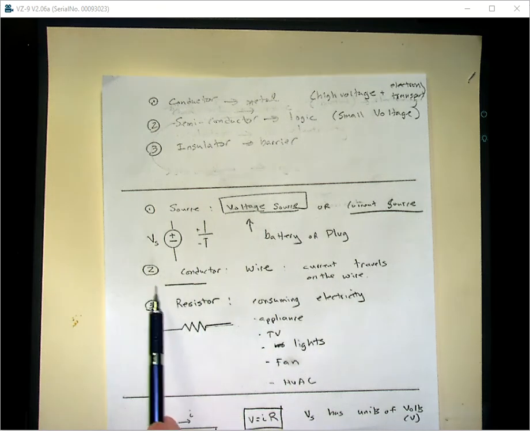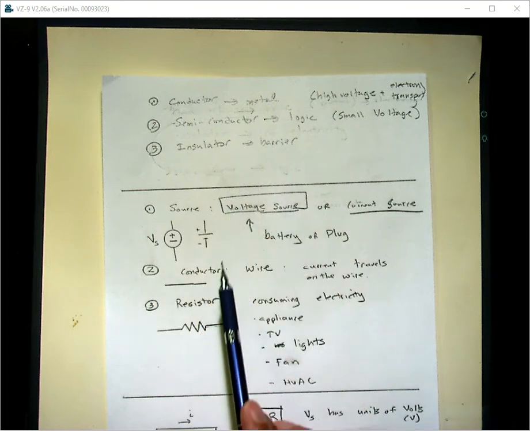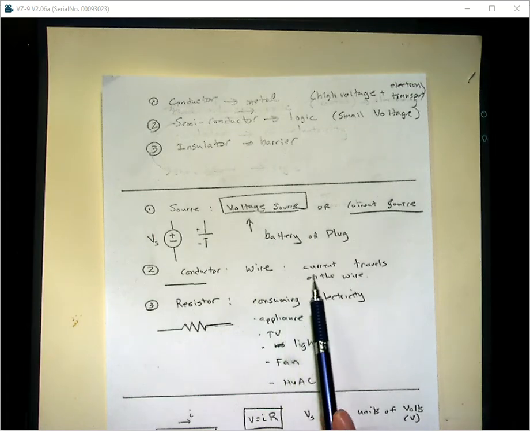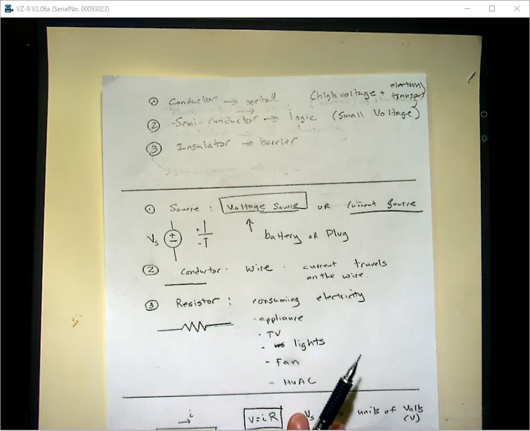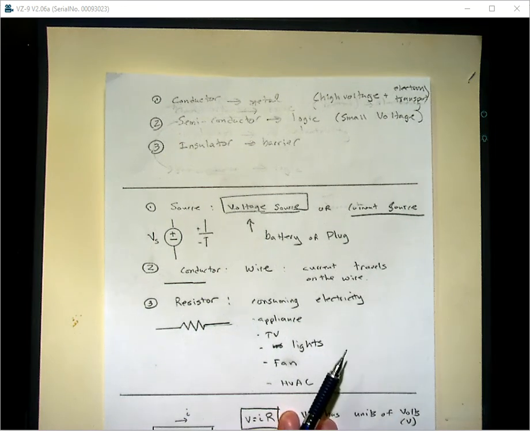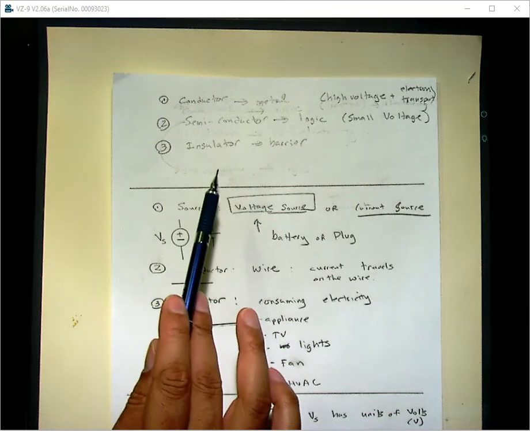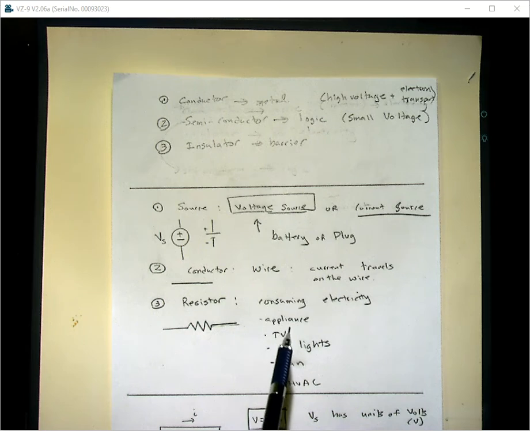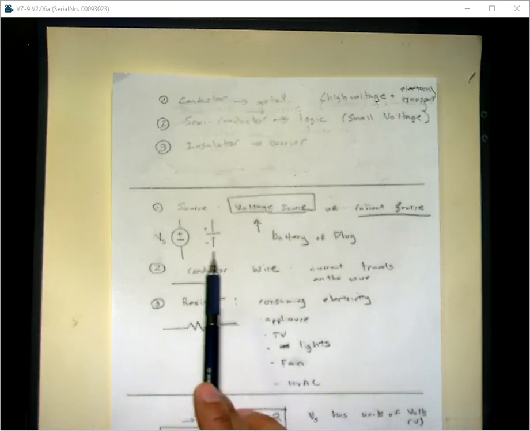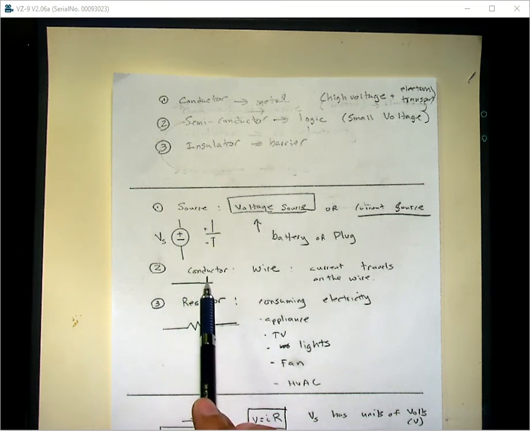The second thing we talk about is a conductor, which we talked about earlier, a metal conductor. But a conductor is a wire, and current travels on the wire. So that is a conductor. And the third thing we want to talk about, obviously, is a resistor. A resistor consumes electricity. It could be a barrier, it could be an insulator as a barrier, but for the most part, it's something that consumes electricity, like an appliance, TV, lights, fan, HVAC. So here we produce electricity, here we transport electricity, and here we consume electricity.